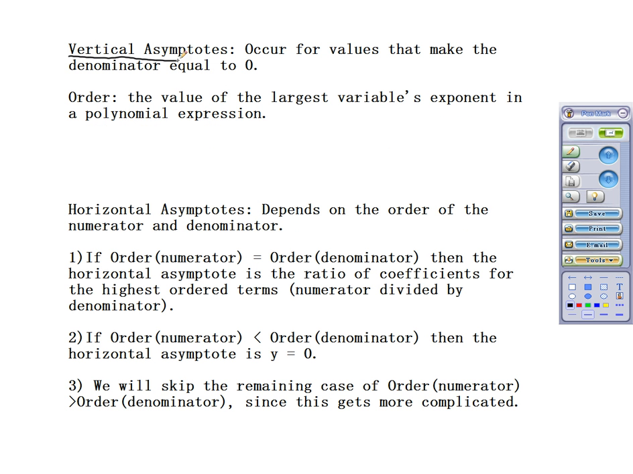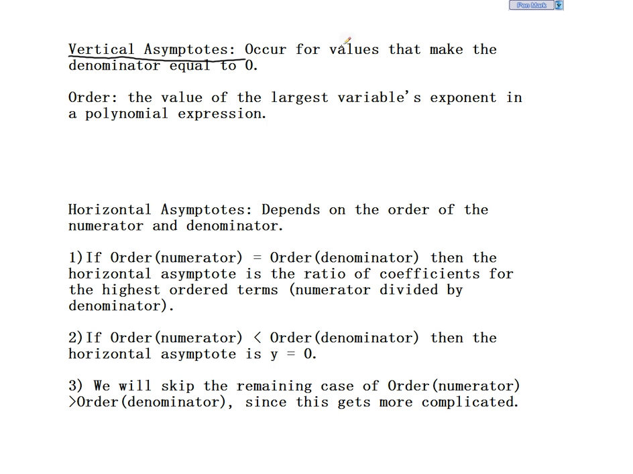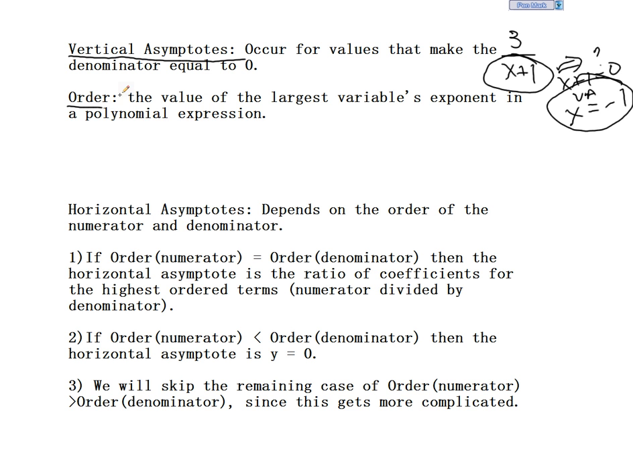Now, vertical asymptotes, as we know from the last set of videos, occur for values that make the denominator equal to 0. So for instance, if we have 3 over x plus 1, the vertical asymptote would be, well, what makes this denominator 0? If you said x plus 1, when does that equal 0? And that would be when x is equal to negative 1. So that would be our vertical asymptote in that case. We'll come back to some examples of finding these. I just wanted to remind us that that's how we would do it.